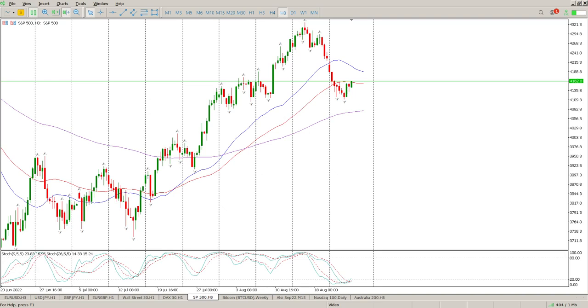Good morning, everybody, and this is your S&P 500 day trade setups for today. So I just want to draw a block here. This is kind of the area that we're in. You can see we dropped into this.